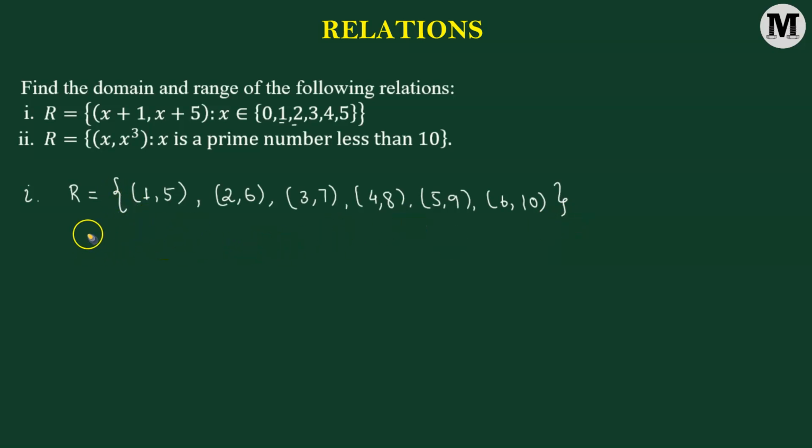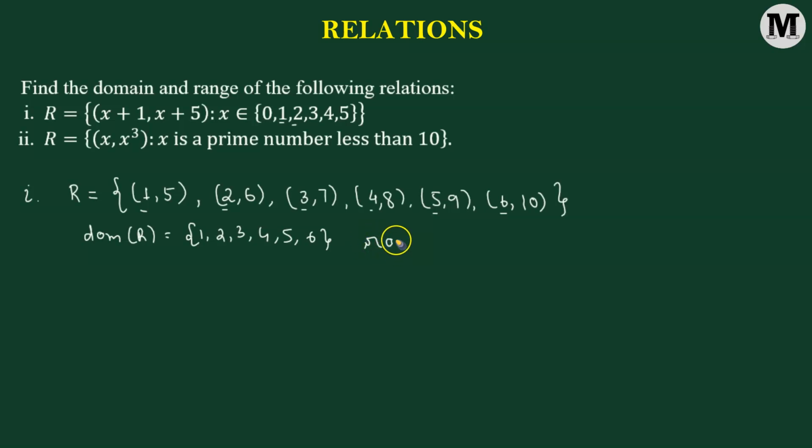Our goal now will be to find out the domain of R. What is the domain of R? That's simply the first element of each of the ordered pairs. So here we have 1, 2, 3, 4, 5 and 6. So these are going to be the domain of the relation R, and we need the range.